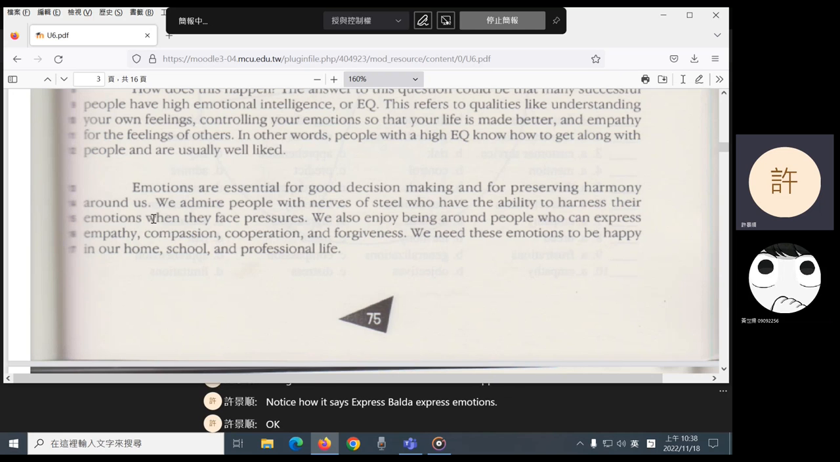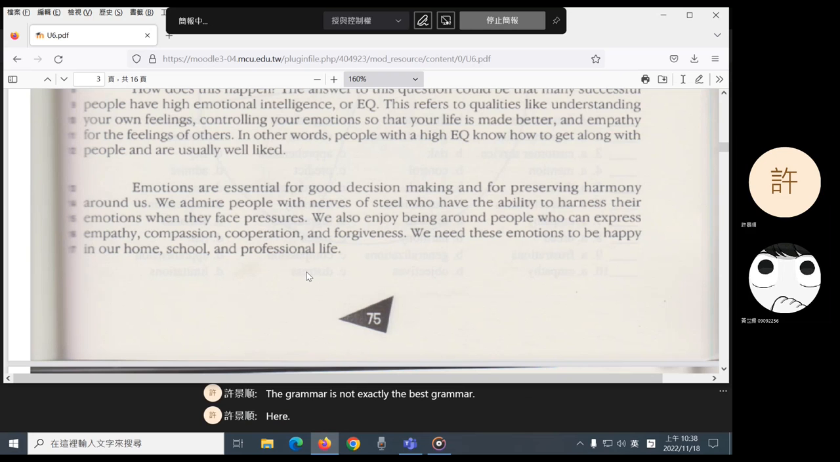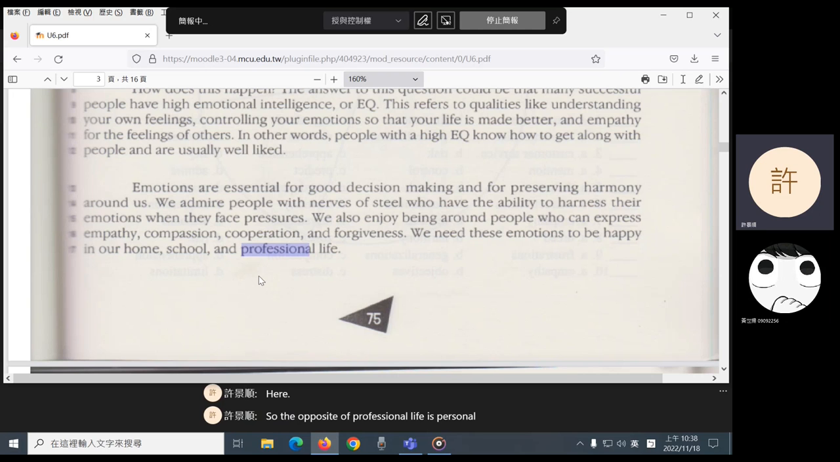Okay, to be happy, I would say at home, at school, and in our professional life. The grammar is not exactly the best grammar here. So the opposite of professional life is personal life, 私人生活. And then you also have social life, 社交生活. I think these are the three main ones. Do we have an online life? Or is that now part of our social life?